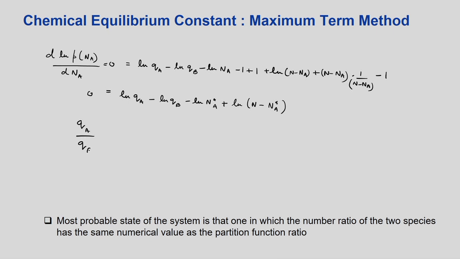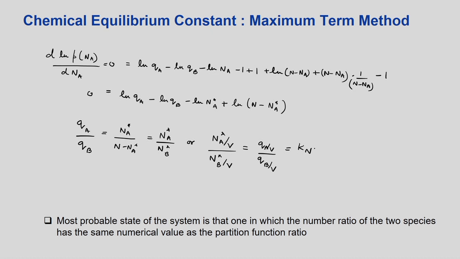So again if I simplify this, I will obtain the same expression as before. It becomes QA by QB, which is nothing but Na star by N minus Na star, or Na star by Nb star. Another way of writing it in terms of concentration, you divide by the volume of the mixture: Na star by V over Nb star by V equal to QA by V over QB by V, which is equal to the equilibrium constant. Okay. So, the most probable state of the system is one in which the ratio of the numbers of the two species has the same numerical value as that of the partition function ratio. So, the most probable state of having Na and Nb molecules in the mixture is the ratio of their partition functions.